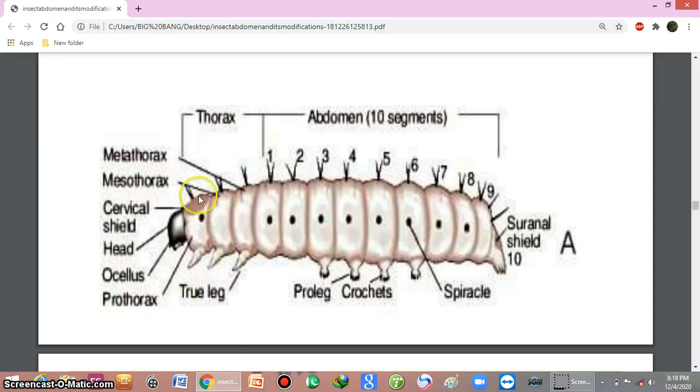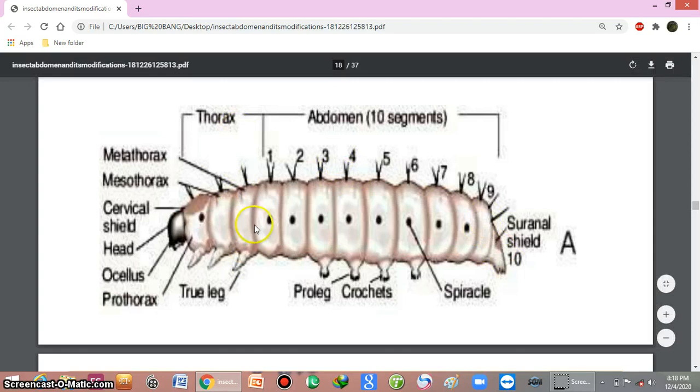Here, true legs are present. Legs on the region of the thorax are known as the true legs, while legs present on the abdominal region in the case of larvae are known as the prolegs. On the surface of the prolegs, crochets are present for the purpose of clinging. These are the spiracles, and they are involved in gaseous exchange. And these are the abdominal segments 1, 2, 3, 4, 5, 6, 7, 8, 9, 10.